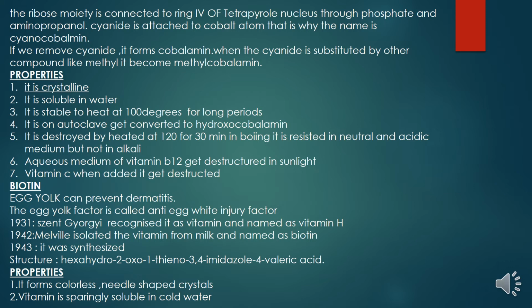What are the properties? It is crystalline and soluble in water. It is stable to heat at 100 degrees for long periods. In the autoclave, it gets converted into hydroxocobalamin. It is destroyed by heat at 120 degrees for 30 minutes in boiling. It is resistant in neutral and acidic medium but not in alkali. An aqueous medium of vitamin B12 gets destroyed in sunlight, and when vitamin C is added, it gets destroyed.